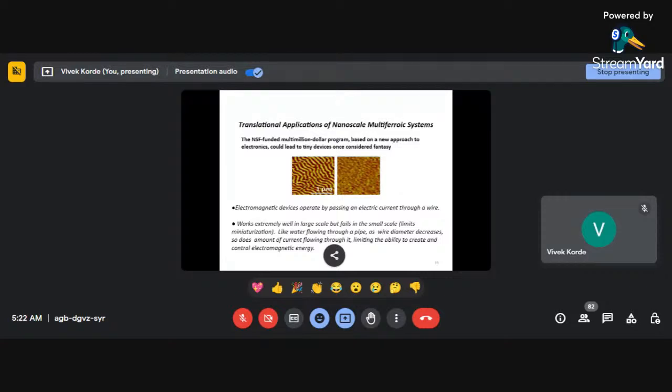Translational applications of nanoscale multi-periodic systems, which is also called, in brief, in the next slides, the short form is used. So I will proceed with this. The NSF funded a multi-million dollar program based on a new approach to electronics, which could lead to tiny devices once considered fantasy. Here, electromagnetic devices operate by passing an electric current through a wire and work extremely well at the large scale but fail at the small scale. Like water flowing through a pipe, as wire diameter decreases, so does the amount of current flowing through it, limiting the ability to create and control electromagnetic energy. So in this way, nanowires can work. Please go ahead.